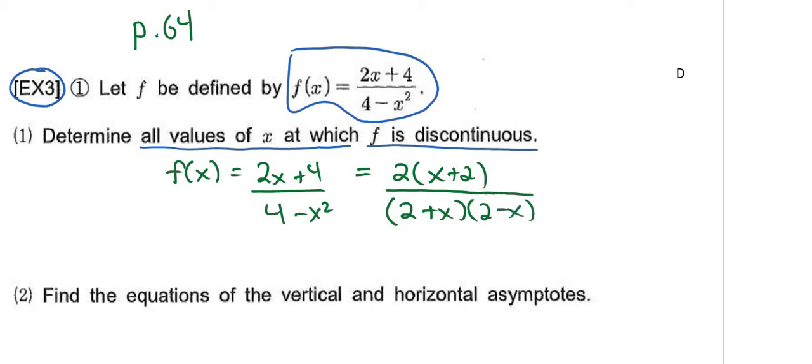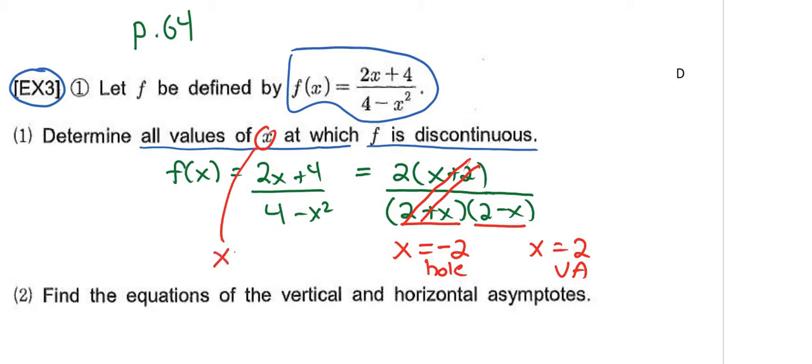Now, you don't want to jump to canceling things out or anything. We're trying to find values where x is discontinuous. So over here is discontinuous when x equals negative 2. And over here is discontinuous when x equals positive 2. And you can definitely say that these two expressions right here, they cancel off. So this right here is your hole, and this right here is your vertical asymptote. So the values of x where you're discontinuous are x equals plus or minus 2. Okay, let's move on to part 2 now.